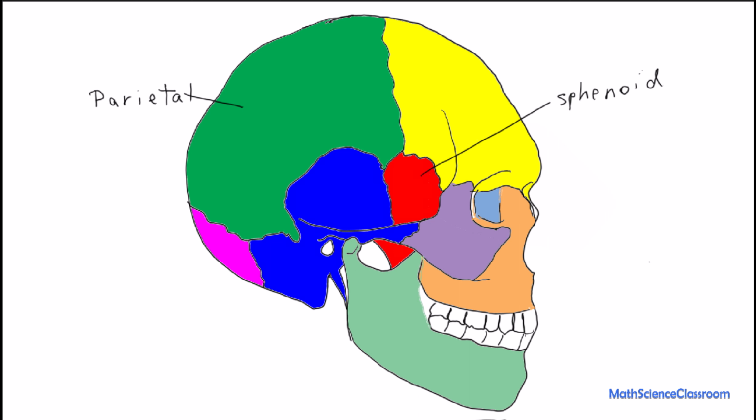Next, I'd like us to identify the zygomatic bone. Remember, zygomatic means yoke, and this is a yoke-shaped bone. And the zygomatic is also called the cheekbones. And the zygomatic, we colored light purple. So here's the zygomatic or the cheekbone.